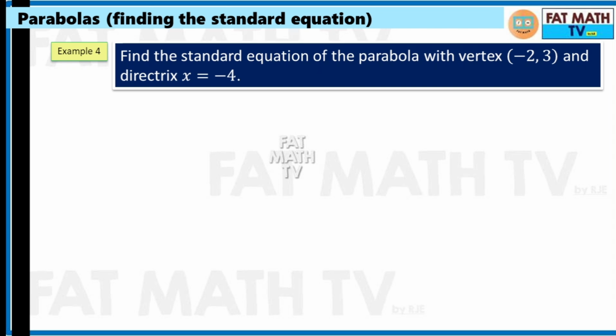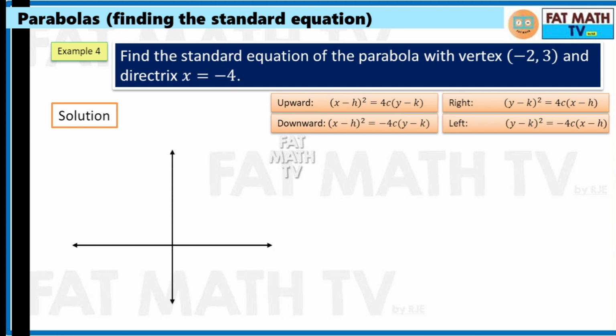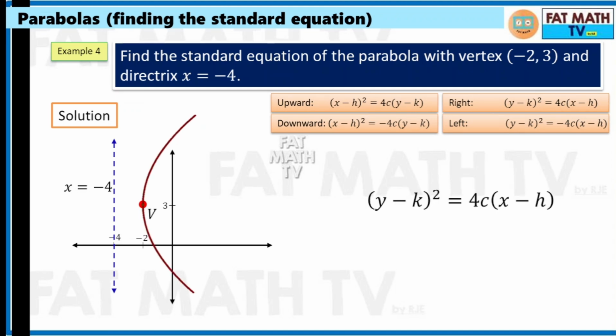Example number 4. Find the standard equation of the parabola with vertex negative 2, 3 and directrix x equals negative 4. Negative 2, 3 is on the second quadrant. And directrix x equals negative 4 is a vertical line. So if the vertex is that and the directrix is that, then the parabola must open to the right. So if it opens to the right, its equation is y minus k squared equals 4c times x minus h.